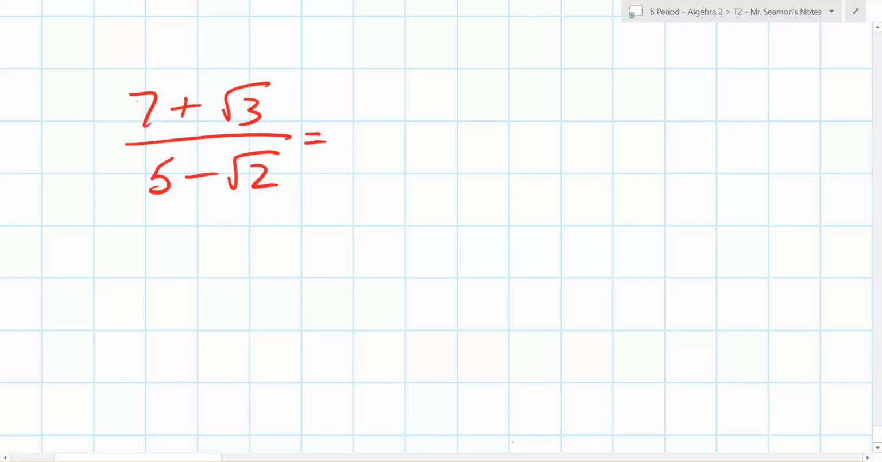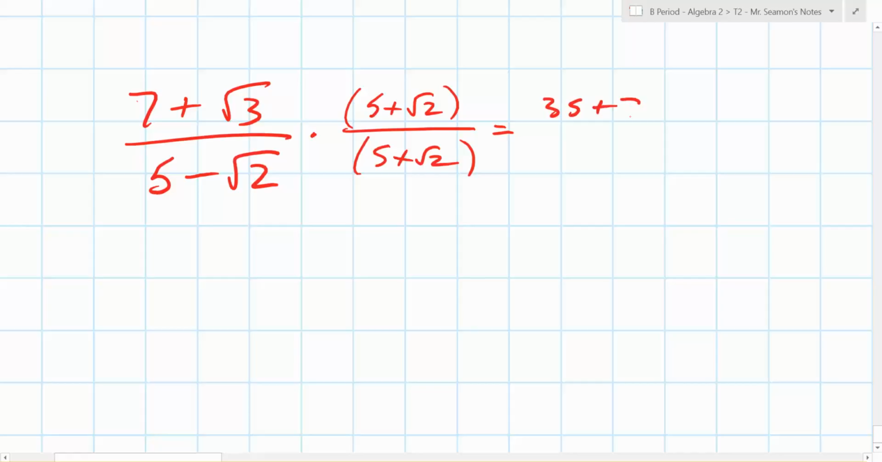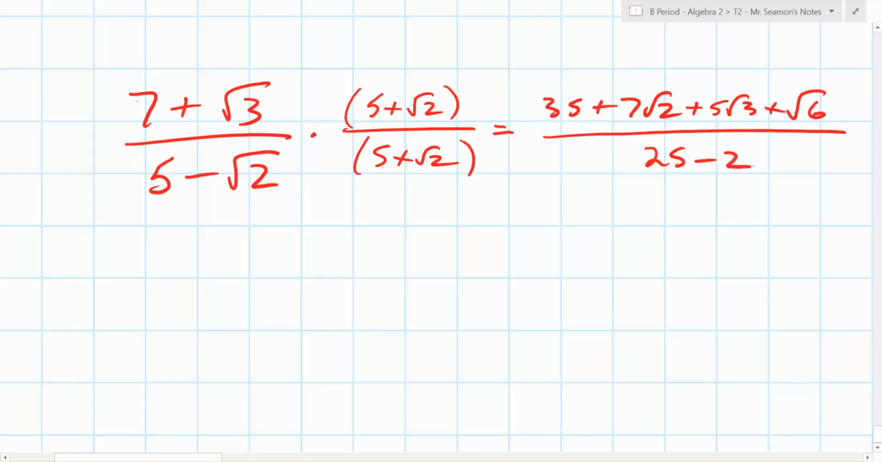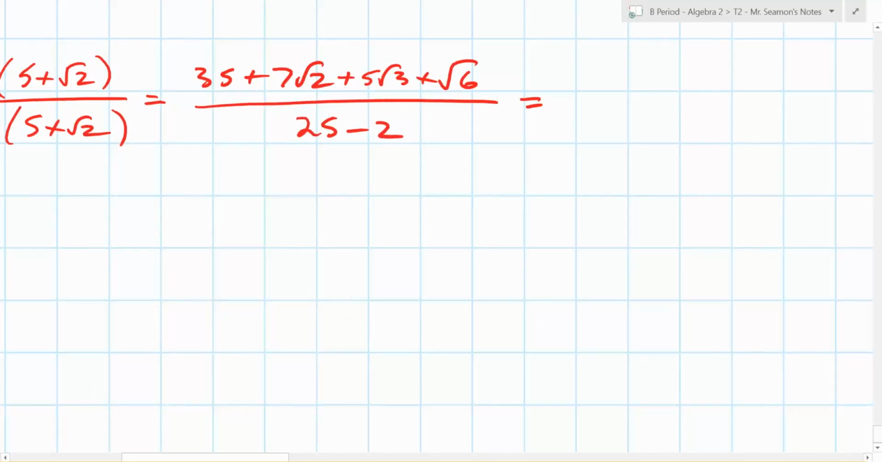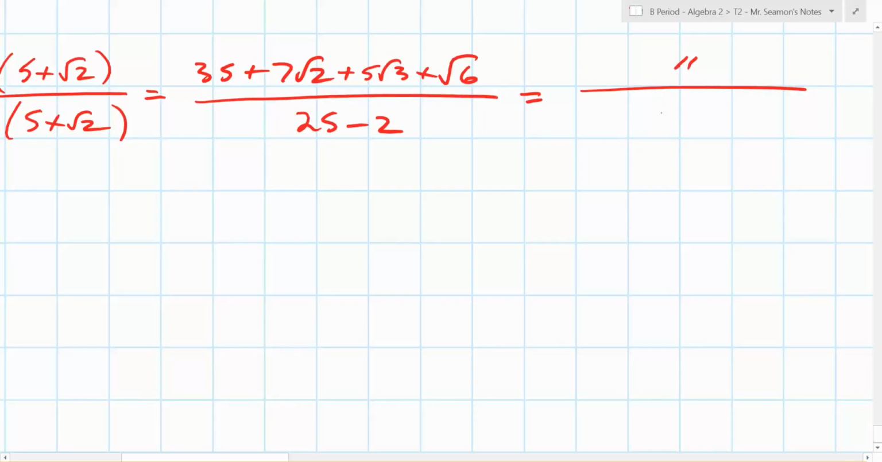5 plus square root 2 over 5 plus square root 2. Yep. So if you do this out, you end up with 35 plus 7 root 2 plus 5 root 3 plus root 6, all over 25 minus 2. Yeah, there you go. Can you simplify anything on top? No, it can't. So you end up with the same thing over 23.